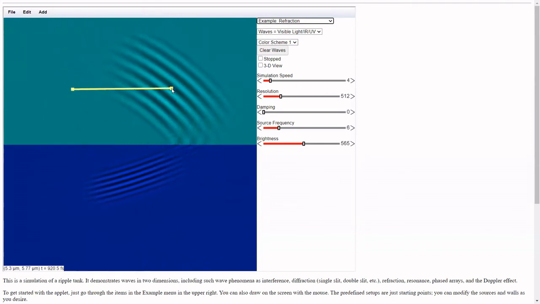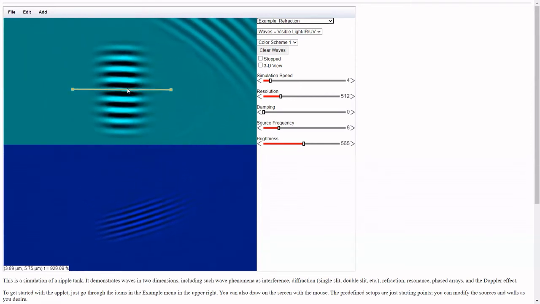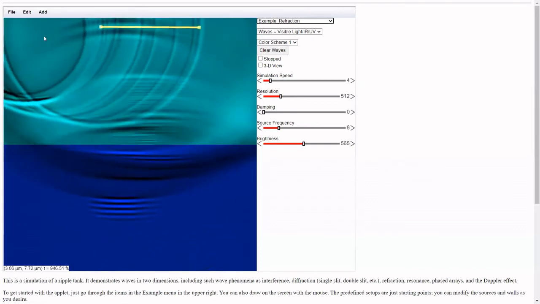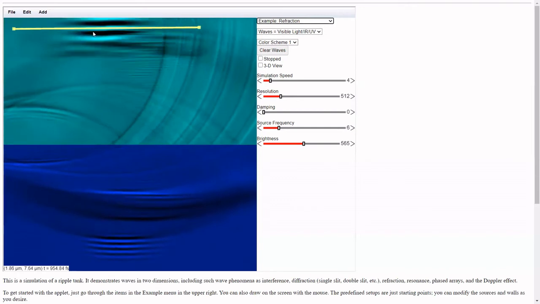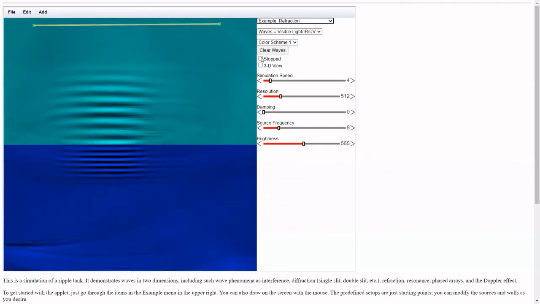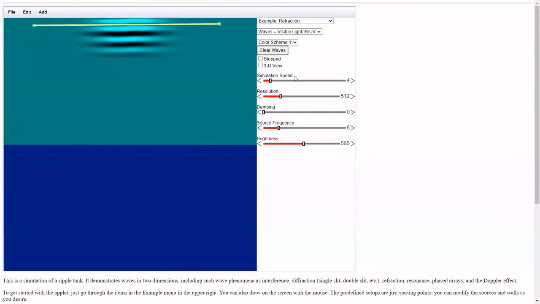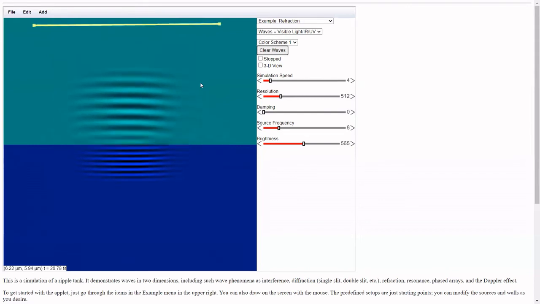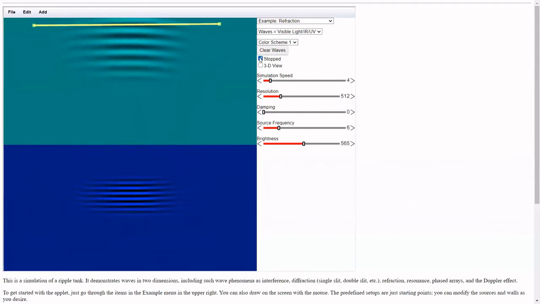So let me change the orientation of this line source, and I'll put it up here. And let me actually stretch it out so this looks more like a plane wave. That's something we need to talk more about, plane waves. Okay, I'll clear the waves and observe what happens when this wave reaches the interface. See these reflected waves? So in addition to some of the energy being transmitted into the second medium, a portion of the original energy was reflected.